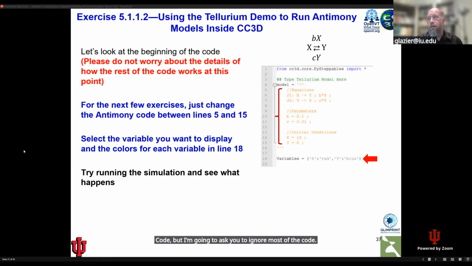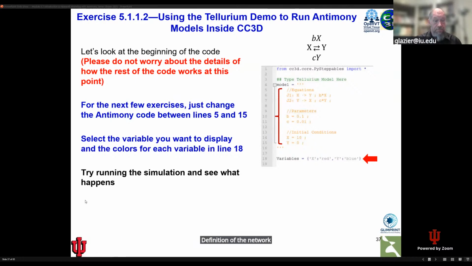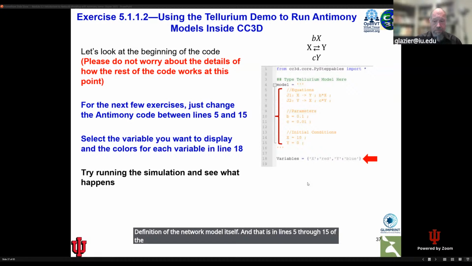And we'll come back and explain everything in that code and what it does. But for the moment, we're going to focus on the definition of the network model itself. And that is in lines 5 through 15 of the steppable.